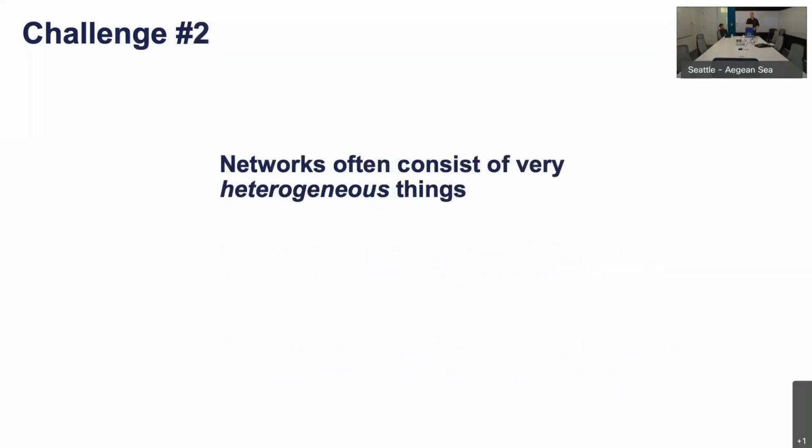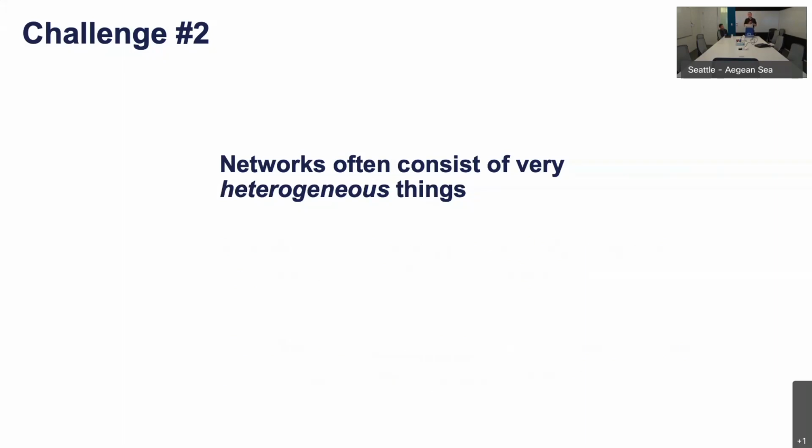Second challenge is that networks often consist of very heterogeneous things. So if you recall, the way that I described a table is that every row in that table represents a single thing. Whereas in some of the networks that I've shown you, there have been multiple kinds of things. Maybe it's products and customers or people and families. But there are other times where the network can actually be a whole bunch of different types of things.